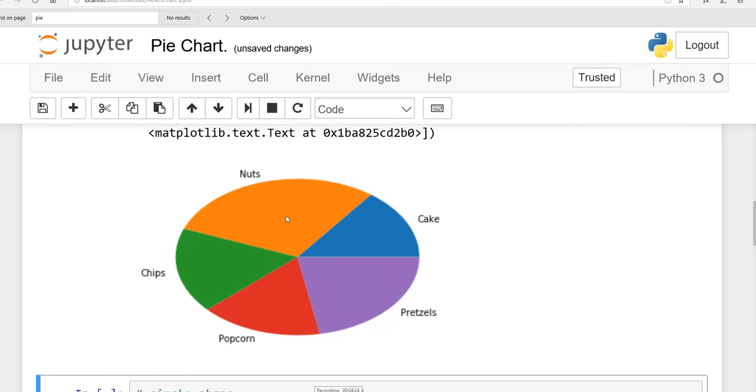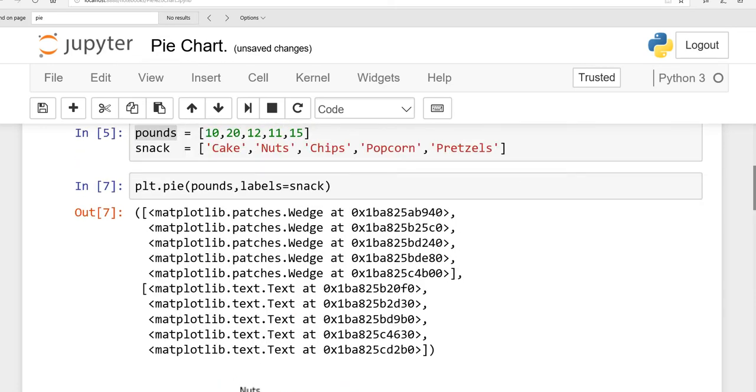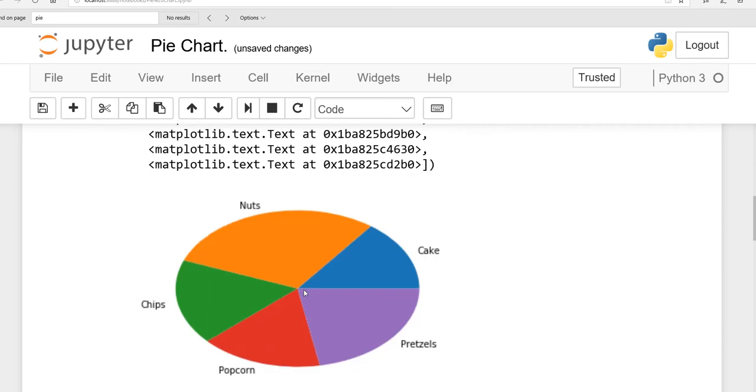So this is cake, nuts. Keep in mind that the first item is cake. Our pie chart always starts from this angle, from this side. This is the first, second, third, fourth, and fifth. So it moves like this, right? Cake is the first item, but see, it should be in a circle shape. It is an oval shape.